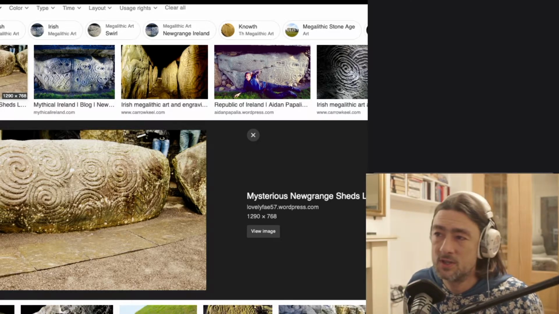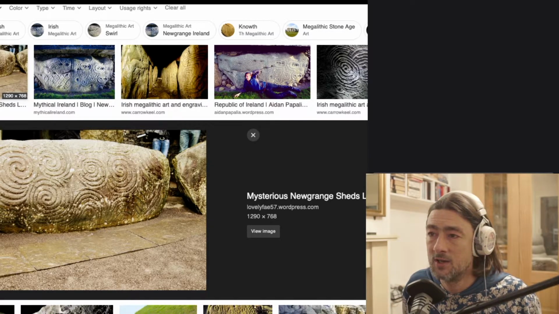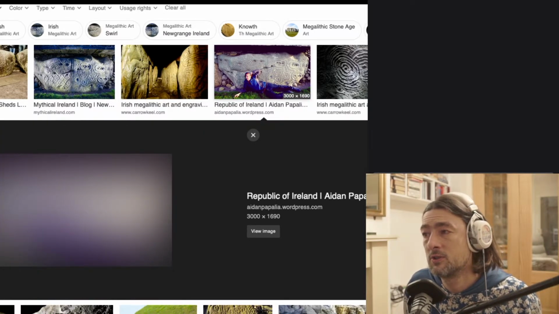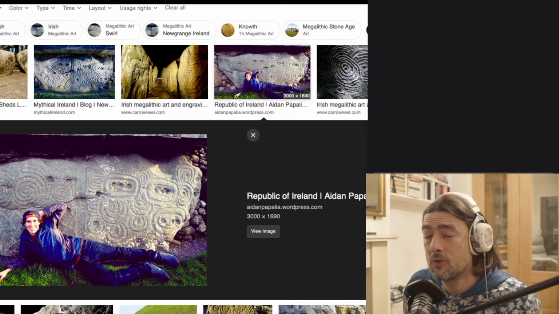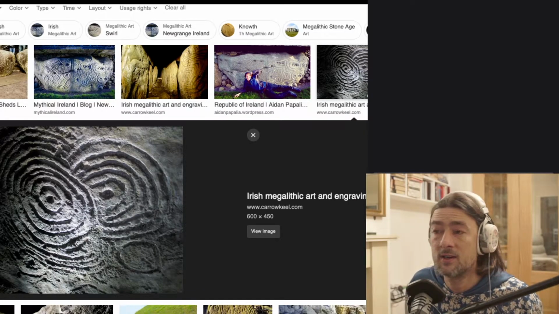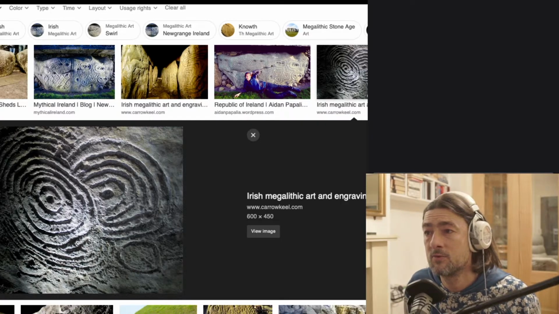You wonder whether they just started a bit of a spiral and it got out of control, or what the significance of these rocks was, whether they were important in their lives or just decorational. There's loads of them around the world. Again, this is in Ireland. Some fella there having a good old day on his holidays. Irish megalithic art. Again, Celtic probably.